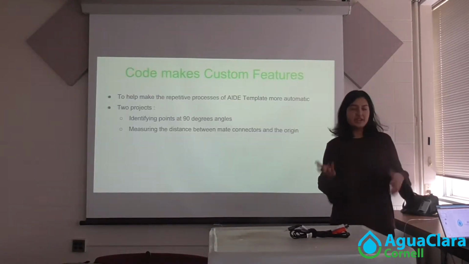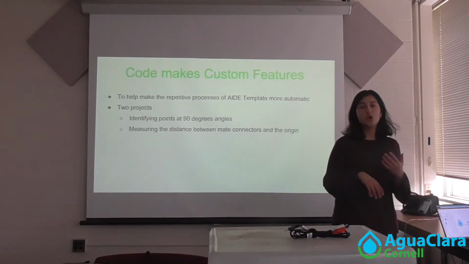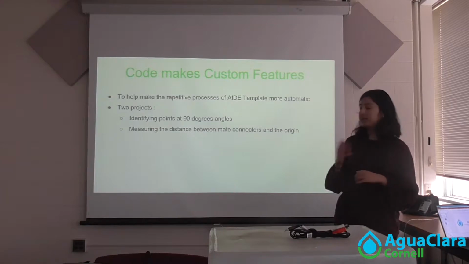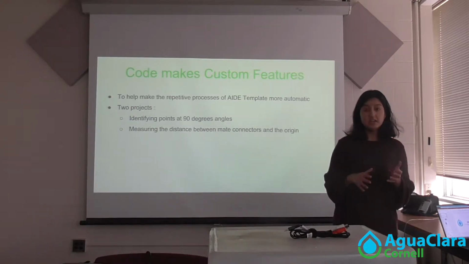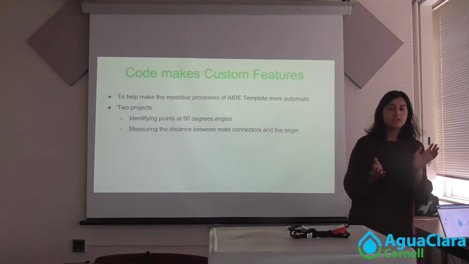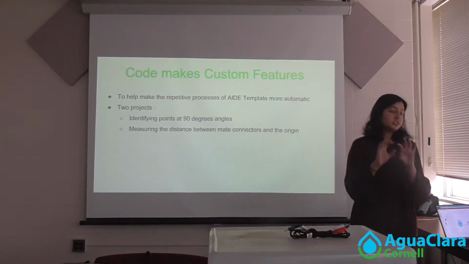So as code, our main goal is to help AIDE template create any functions that they need. There are a lot of repetitive functions that they have, and our goal is to make it so they can do this with the click of a button. This semester, our goal was to create a function that would put elbows anywhere there were 90 degree angles, and to split this into two different parts.